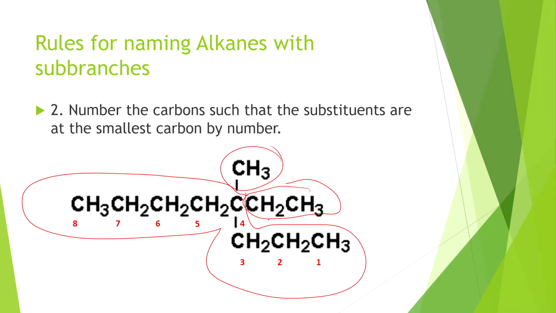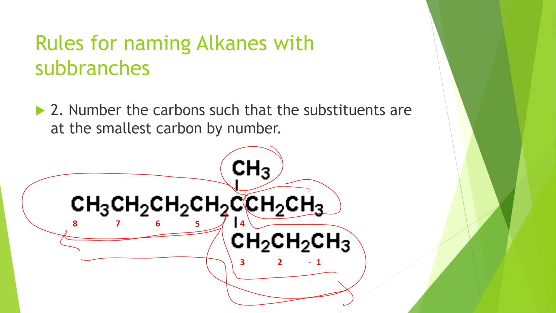So what is meant by numbering the substituents such that they are at the smallest carbon by number? What is meant by this is that the carbon they are connected to that is a part of the main chain has to be minimized by carbon number. And we can either number the carbon from this direction or from the other direction, so this direction.